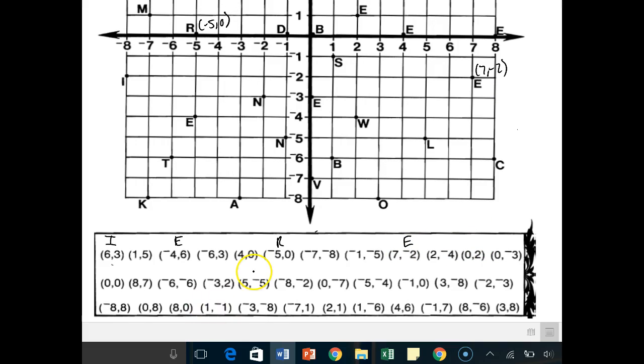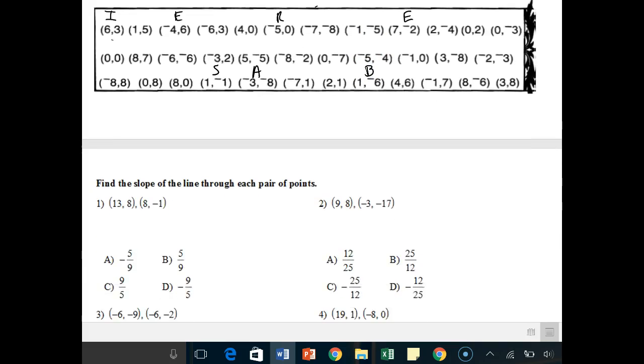Let's go 1, negative 1. That's 1 space right, 1 space down. 1, negative 1. That's S. Negative 3, negative 8. So 3 spaces to the left and 8 spaces down. That's A. Negative 3, negative 8. Right? And one more. 1, negative 6. So 1 right, 6 down. That's B. 1, negative 6. Okay, you're responsible for doing the rest and figuring out that riddle.